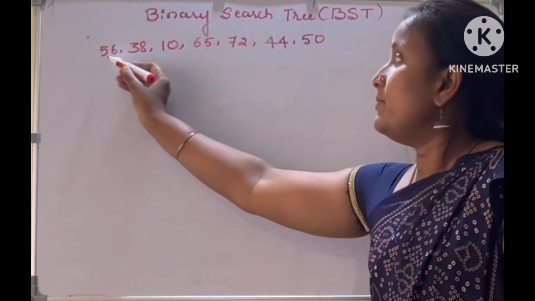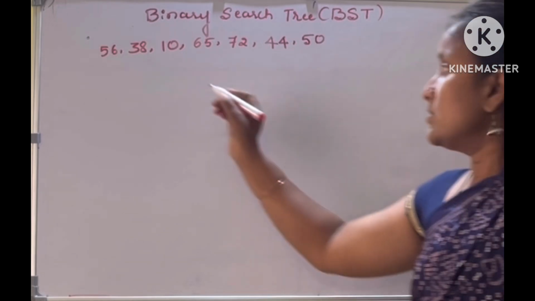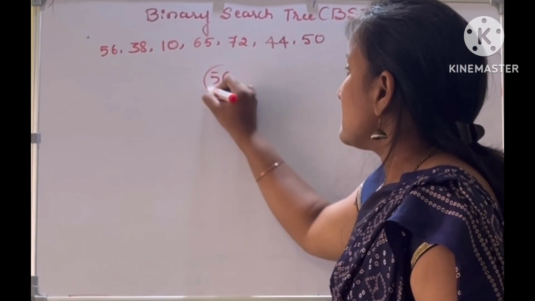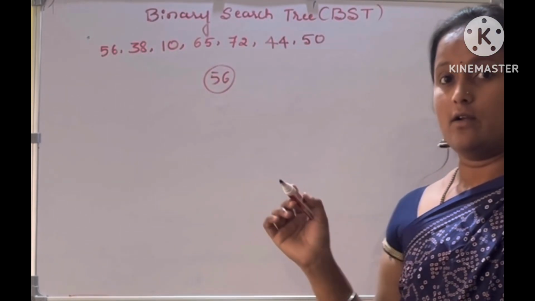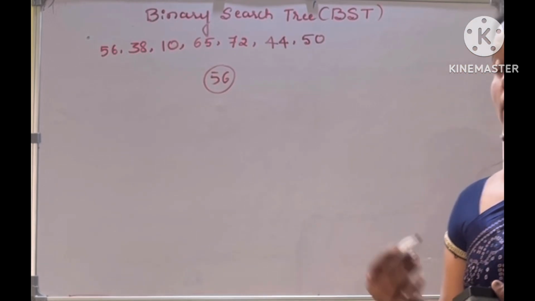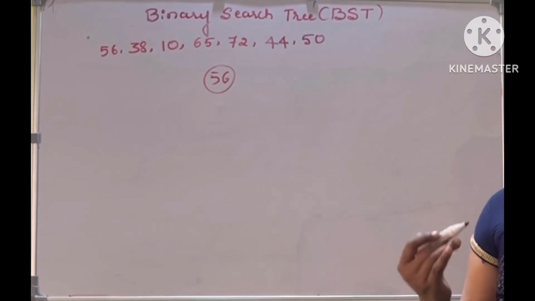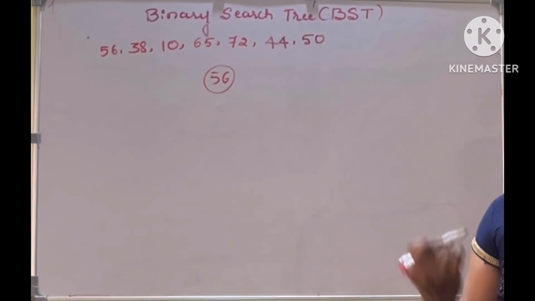The first value is 56. The 56 will be the root node. Whichever value is given first will act as the parent node, so I'll draw the parent node as 56 here. Next, what is the next value? That is 38. Where do we draw 38? We go according to the rules of BST. What was the rule? The left subtree should be smaller than the parent node, and the right subtree should be greater than its parent node.